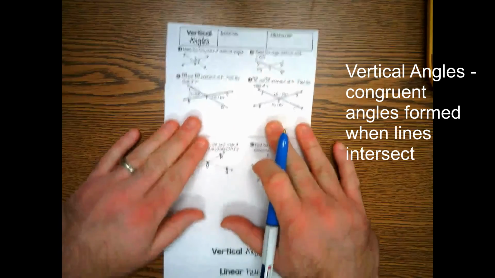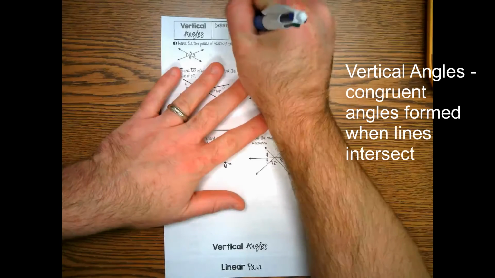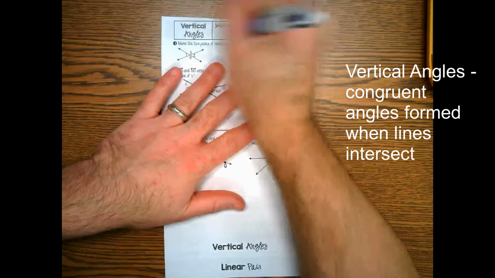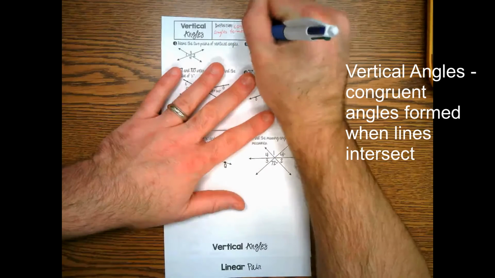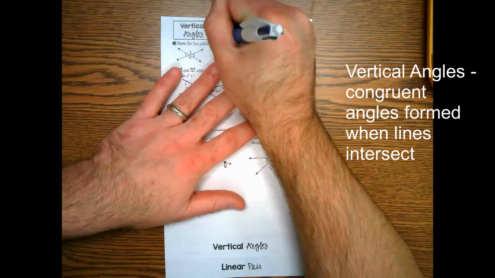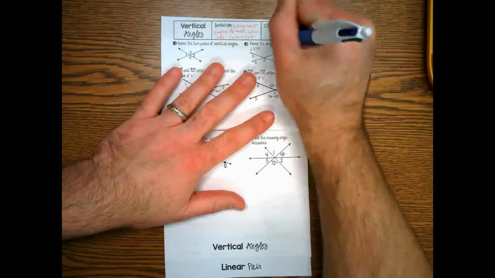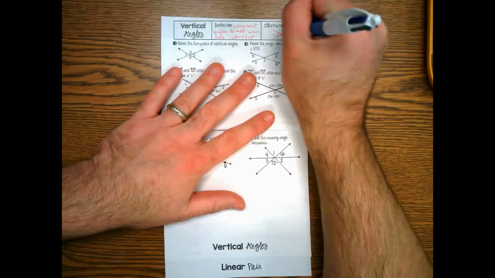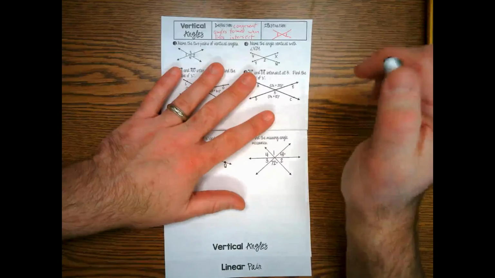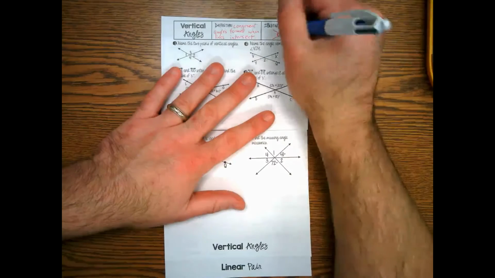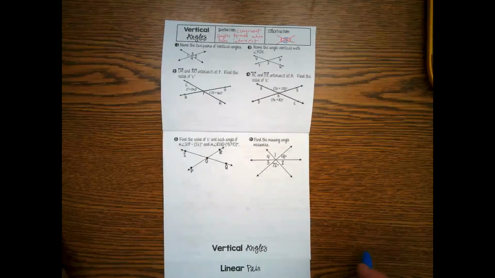All right, the definition of vertical angles: they are the congruent angles formed when lines intersect. Now, you draw two intersecting lines. So the vertical angles, I call it a bow tie. It kind of looks like a bow tie. They're there, but they're also this way. So the vertical is kind of a weird name because they don't have to be vertical up and down.